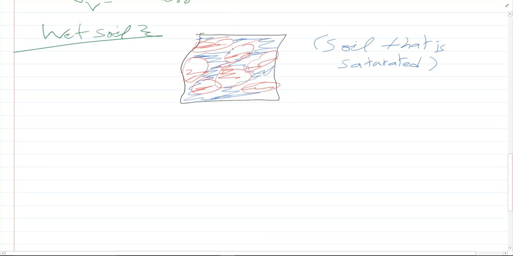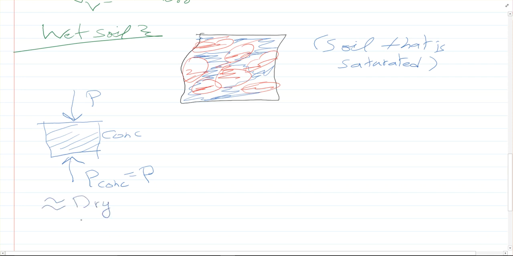Now, if we load this, the stress will be shared between the soil and the water. The same way, if we go back to mechanics of solids and try to visualize our problem, if we have a block of concrete and we load this block with a force P, we expect that the concrete would react back with a force P concrete that is equal to P. So the concrete takes the whole force, and that is similar to dry soil: one material taking the whole load.